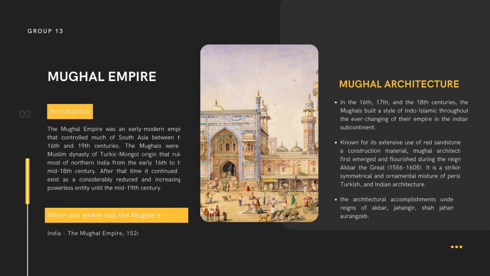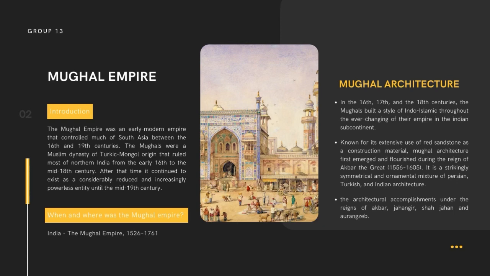In the 16th, 17th and 18th centuries, the Mughals built a style of Indo-Islamic architecture throughout the ever-changing extent of their empire in the Indian subcontinent. Known for its extensive use of red sandstone as a construction material, Mughal architecture first emerged and flourished during the reign of Akbar the Great, from 1556 until 1605. It is a strikingly symmetrical and ornamental mixture of Persian, Turkish and Indian architecture.